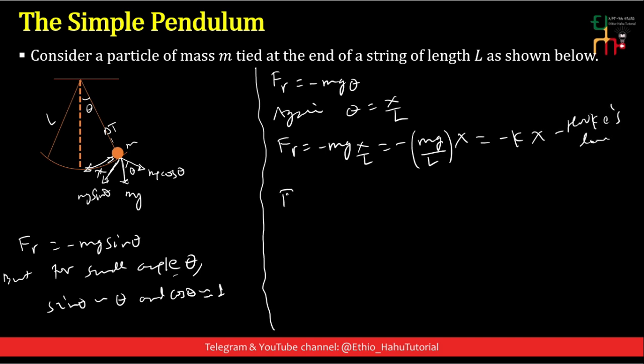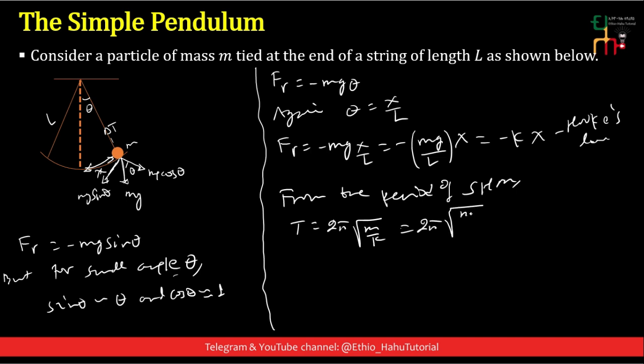From the period of simple harmonic motion, we know that the period is equal to 2 pi the square root of m over k, and we substitute for k, mg divided by L. This is equal to 2 pi the square root of m over k, where k is mg divided by L. The m cancels with m. This is equal to the square root of L over g.